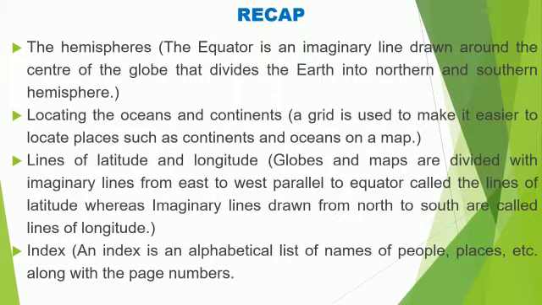In the same way, we learned about how to locate the oceans and continents by using a grid, and how it becomes easier to locate places such as continents and ocean with the use of a grid. We also learned about the index and what is an index. Index is an alphabetical list of names of people and places along with their page number, and we can easily locate it in our atlases.